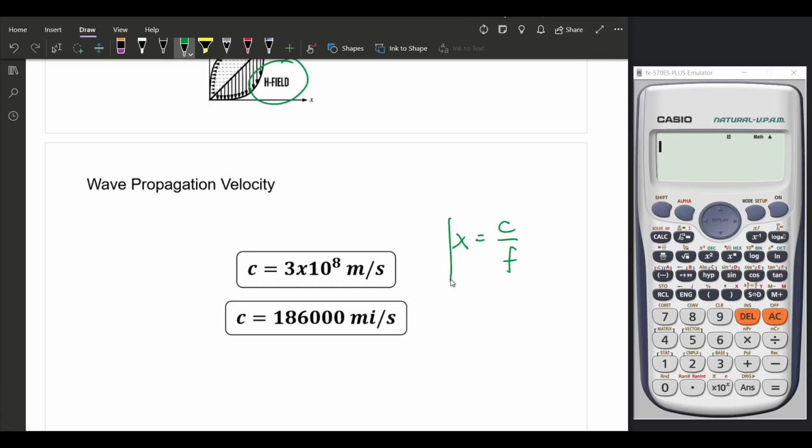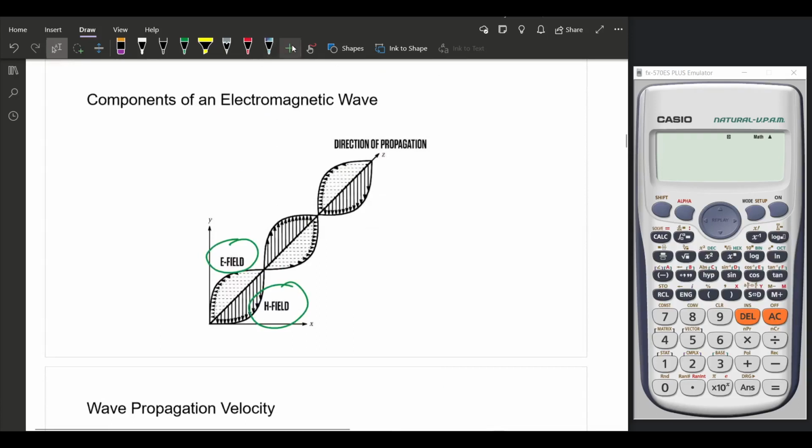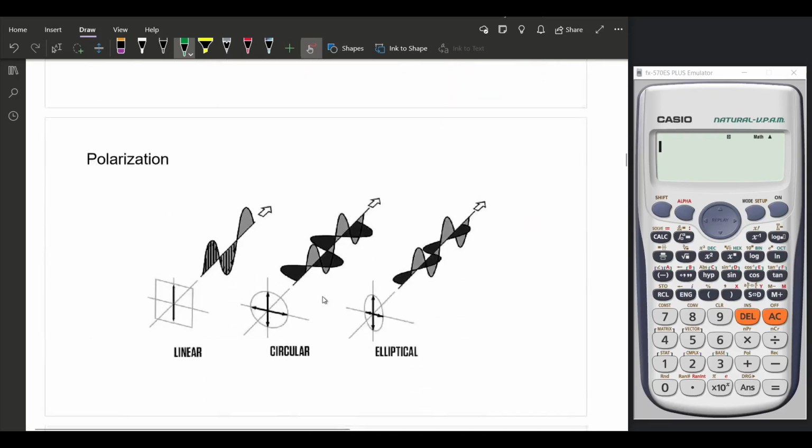So, C over F lang kapag sa wavelength. Kasi ang velocity factor natin, ang assumption natin kapag sa atmosphere, that is equal to 1. Then, yung orientation naman nung dalawang components, kasi nga dalawa yung components ng wave mo. So, you have the electric field and the magnetic field. So, they are perpendicular with each other. So, the orientation of the components, ang tawag doon is yung polarization.